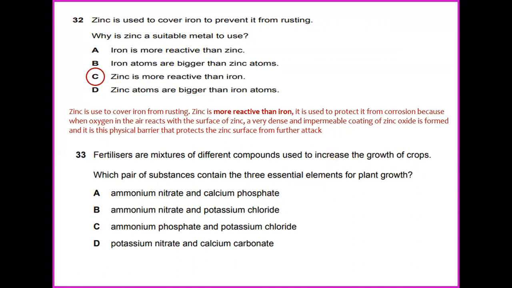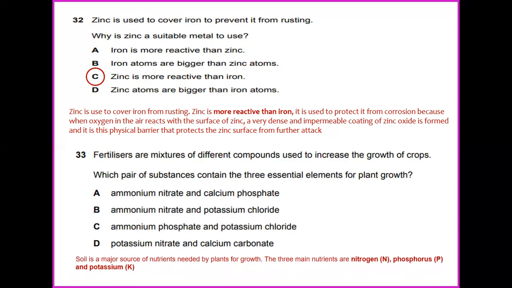Fertilizers are mixtures of different compounds used to increase the growth of crops. Which pair of substances contains the three essential elements for plant growth? Soil is a major source of nutrients needed by plants for growth, but the three main nutrients are nitrogen, phosphorus, and potassium. So in this case, it will be potassium nitrate and ammonium phosphate.